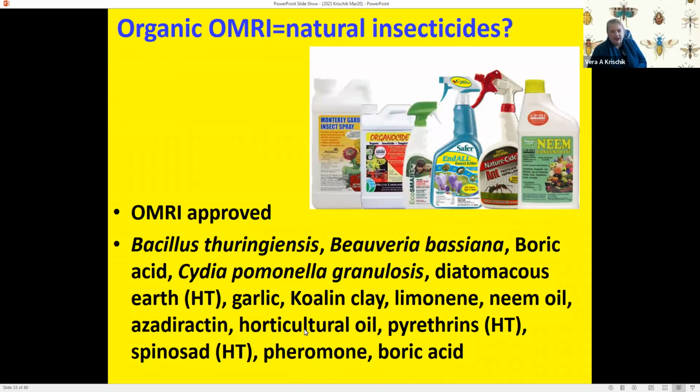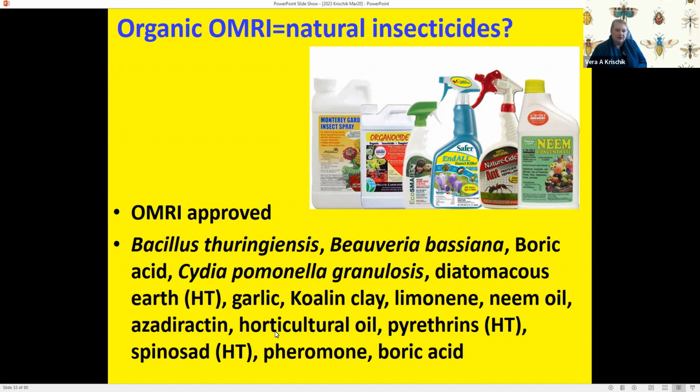What is an OMRI? How is it different from a biorational? It has to be OMRI approved, so it has to be approved by the Organic Materials Research Institute, and it has to be a natural plant product. The BTs are biorationals. This is a certain kind of fungus that prevents, you spray it on apples. Diatomaceous earth, garlic, kaolin clay, limonene is a plant phytochemical constituent of a conifer that's made into an insecticide.